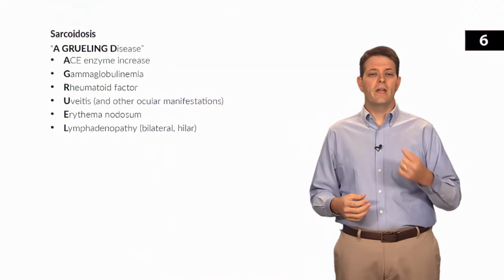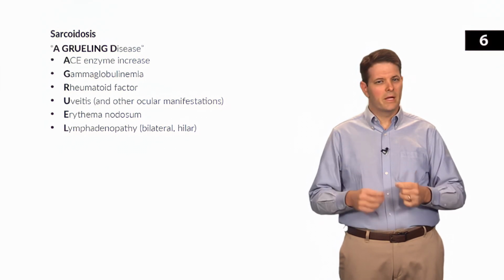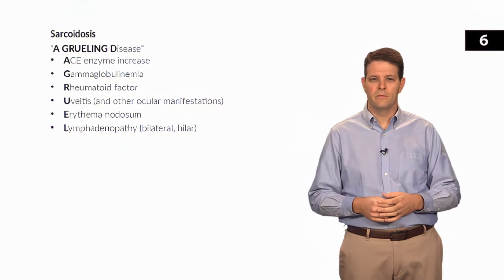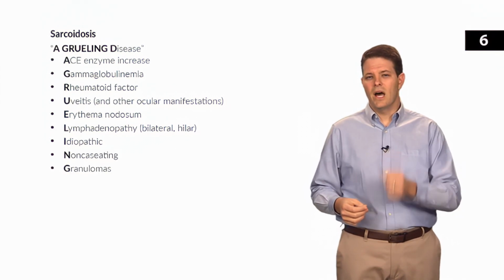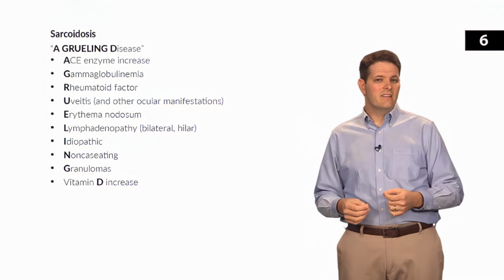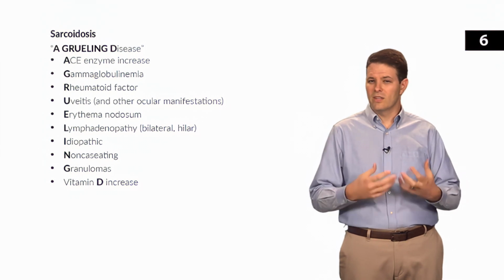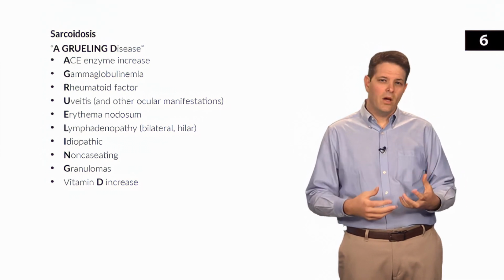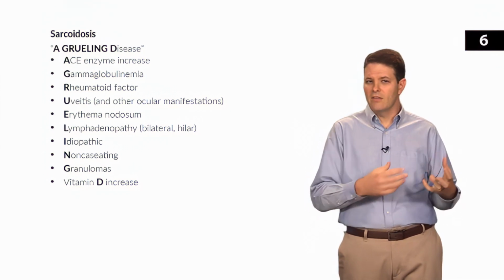The L is for lymphadenopathy, especially bilateral hilar lymphadenopathy. That's a big clue to the presence of pulmonary sarcoid. I is for idiopathic. Then the N and G are for non-caseating granulomas. And finally, the D in disease is for increased vitamin D production by those activated macrophages in the granulomas. And that might cause some hypercalcemia, or more commonly, hypercalciuria, high calcium in the urine.